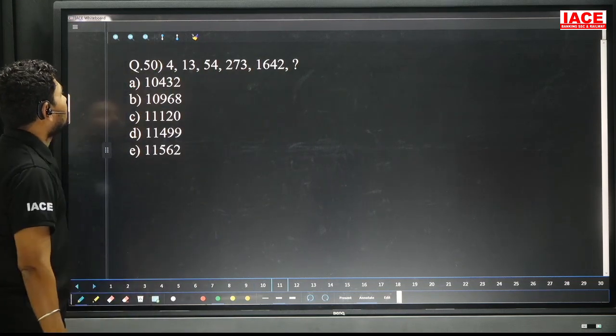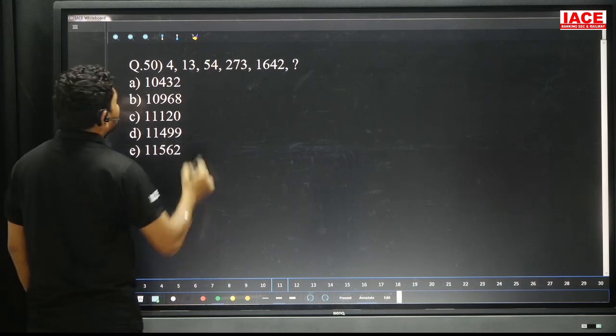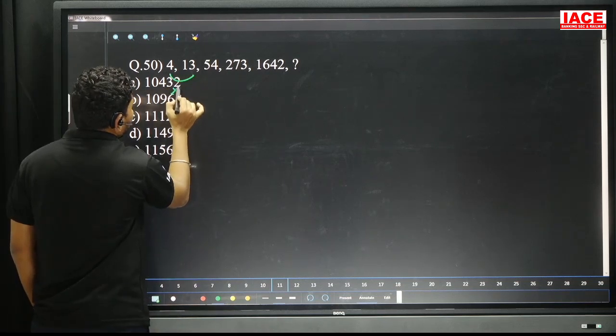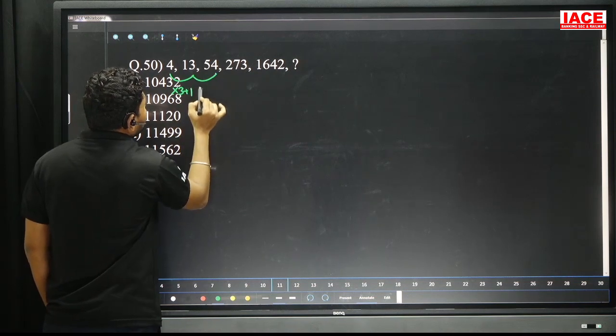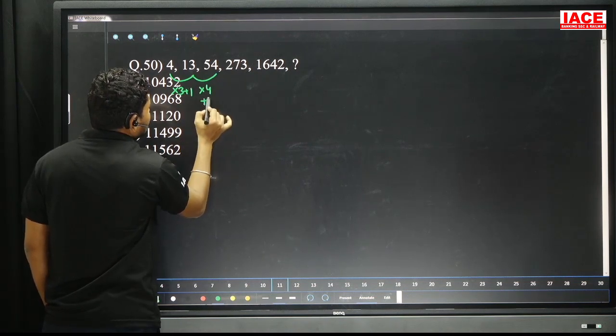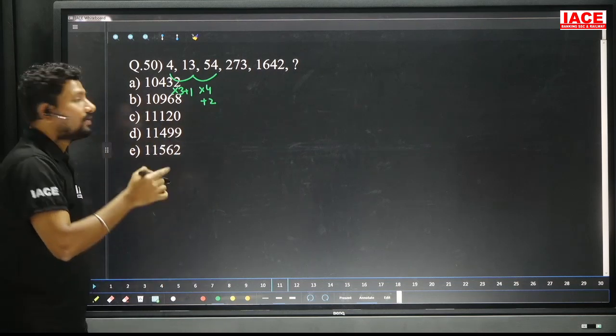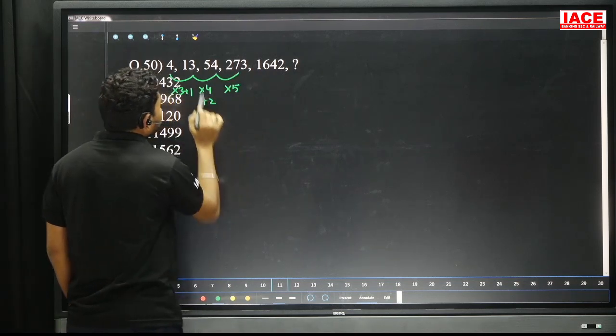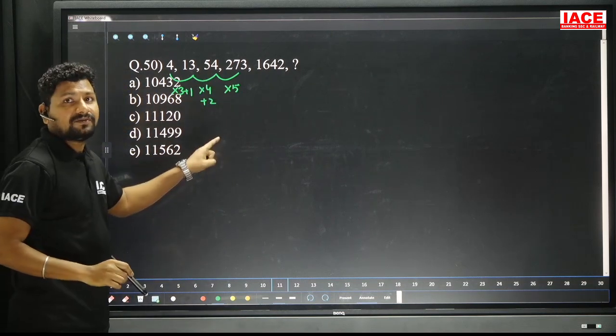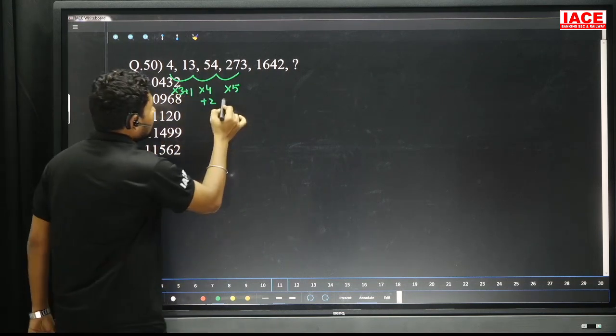Next: 4, 13, 54, 273, 16, 42, question mark. Here 4 became 13 means what is the number? Multiply 4 by 3 is 12, plus 1. And next 13 into 4 is 52, 52 plus 2 is 54. Next we should multiply by what number? 5. Okay, check with 5. 54 into 5 is 270, 5 into 4 is 20, and extra we are adding plus 3.